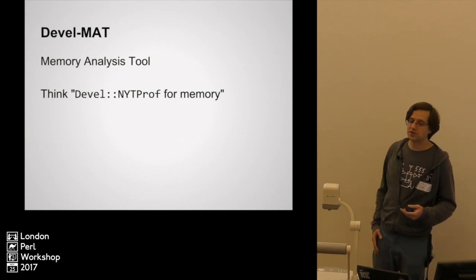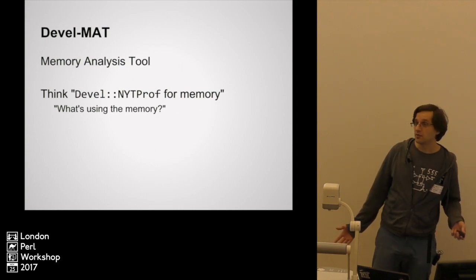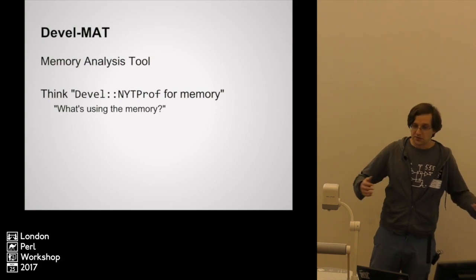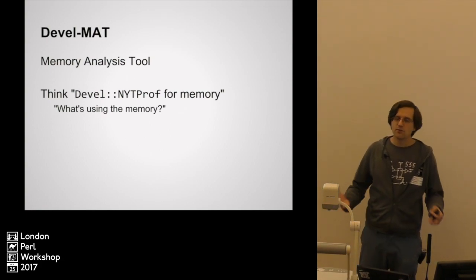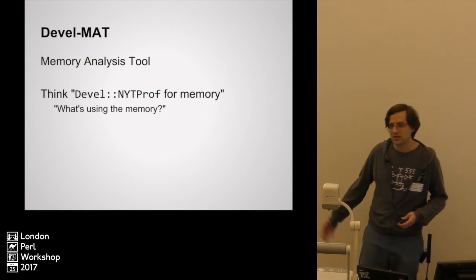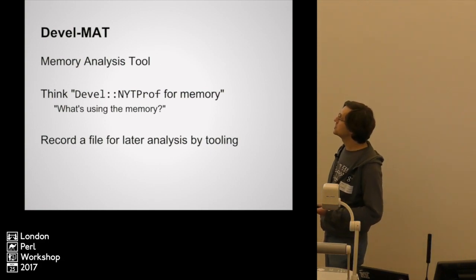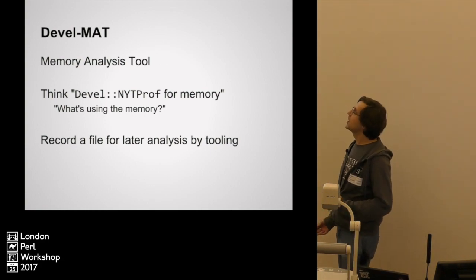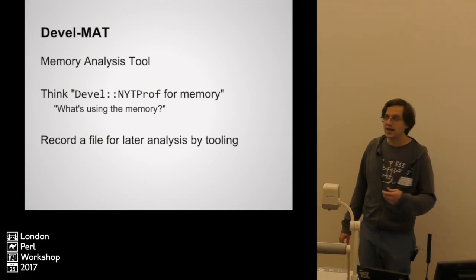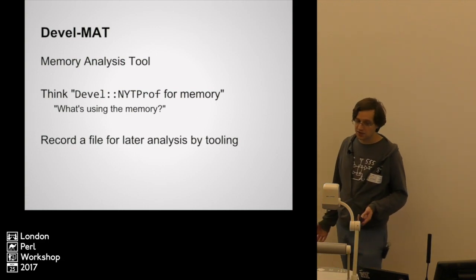If NYTProf answers the question, where's my CPU going, then MAT really answers, where's my memory going? It answers the counterpart question of, this program might be fast or slow or whatever, but it's using more memory than I think, or there is some kind of memory bug with it. How do I find that? Well, Devel::MAT is probably the way. And similar to NYTProf, it works in the same sort of way in that you record a file on disk in the process that has the problem, and then later on you use some tooling to analyze that file and understand what's going on.